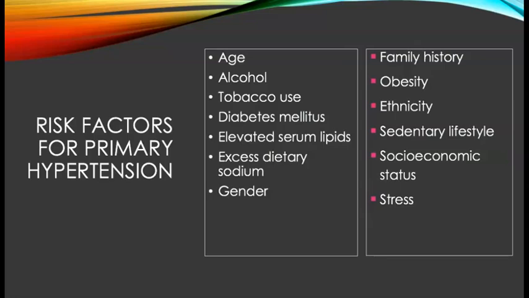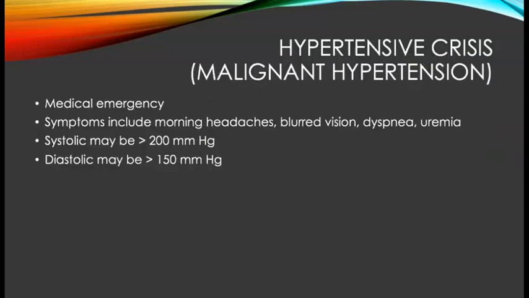Hypertensive crisis or malignant hypertension is something that we worry about with any patient who has high blood pressure. This is a medical emergency. This is when the systolic blood pressure is over 200 or even if the diastolic pressure is over 150. This can put your patient at high risk for cardiovascular events such as a stroke.